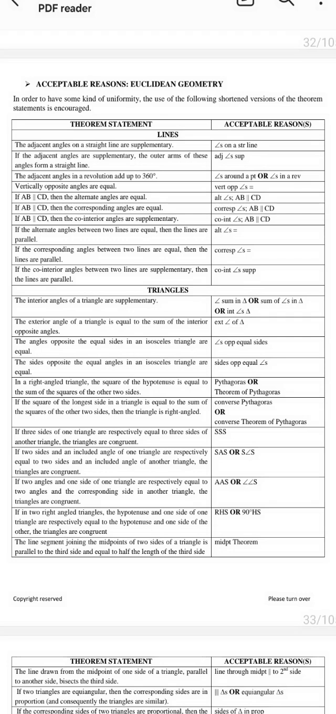And the next statement, if AB is parallel to CD, then the corresponding angles are equal. Corresponding speaks to the F shape. Top, top, bottom, bottom. Top angle equal, bottom angle equal for your F shape.